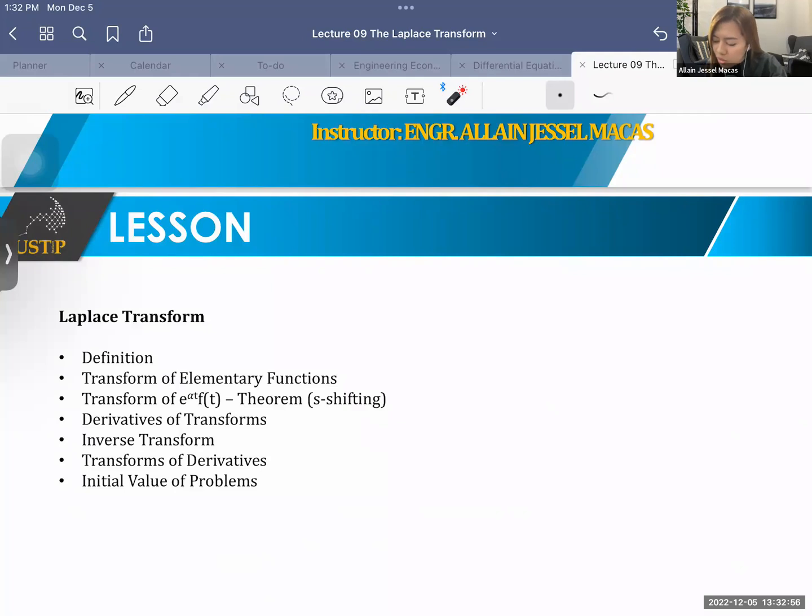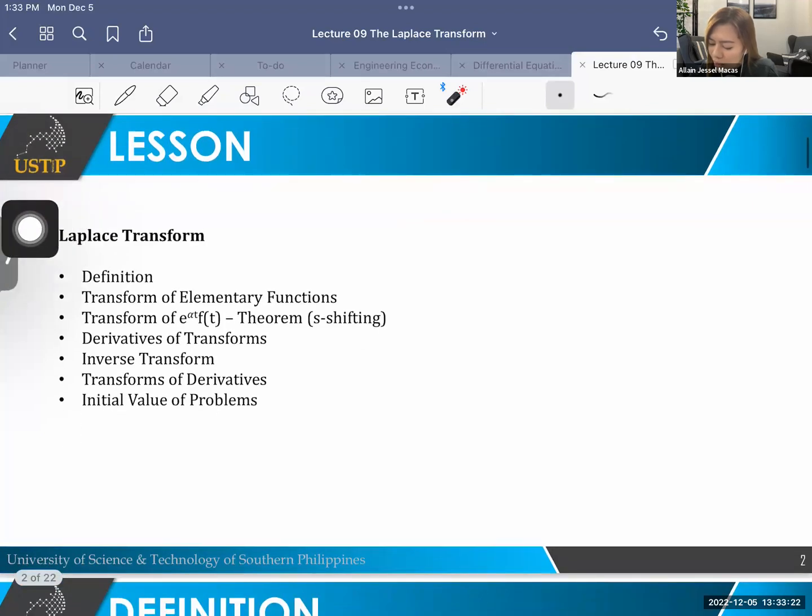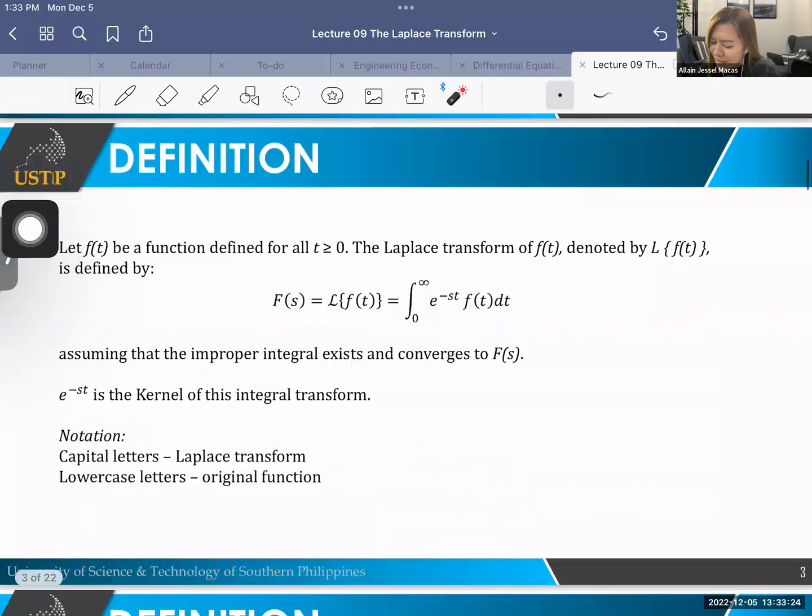So, for this lecture sa Laplace, we'll discuss the definition, the transform of elementary functions, and the s-shifting. I think kung naka-derivative na mo basin masayon ra kaayo, class. So, well, I'm not trying to underestimate you. I'm just saying kung new concept, it takes time to process a new lecture. So, let's take our time na lang ani.